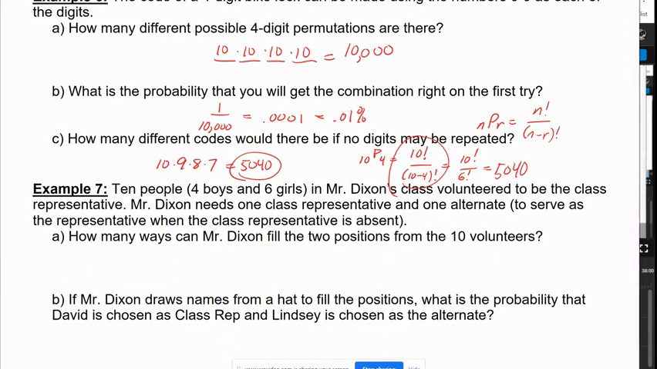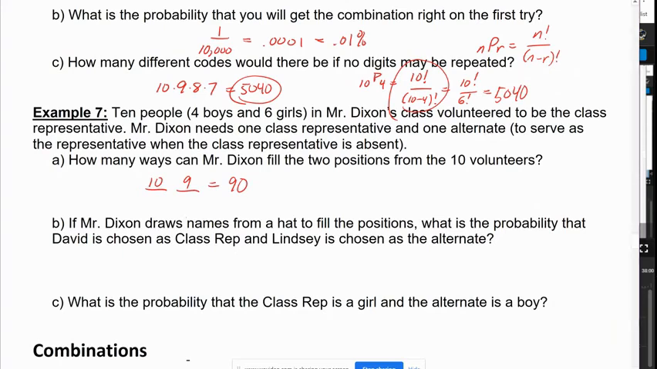Okay, so the next problem is related to that. So if we have 10 people, 4 boys and 6 girls in my class that volunteered to be a representative, I need 1 representative and 1 alternate. How many ways can I fill those 2 positions from the 10 volunteers? So we have our 2 positions. There are 10 different people I can put there. Once I put somebody there, there's only 9 people left to put there, and so that is 90.